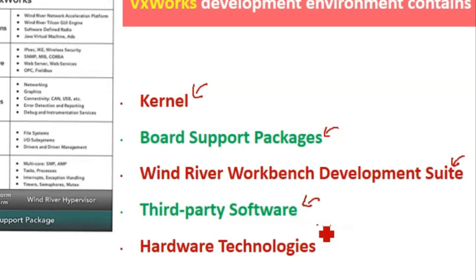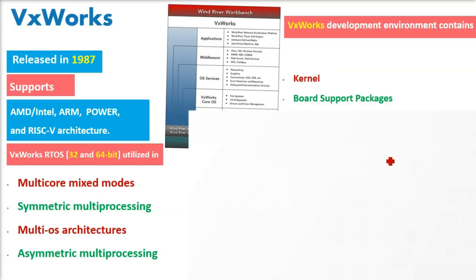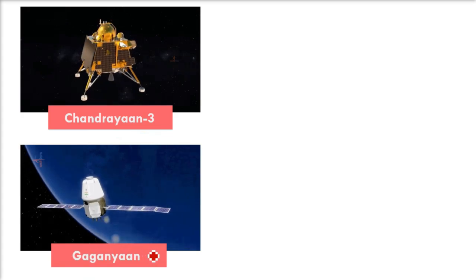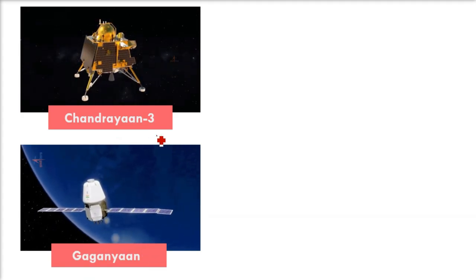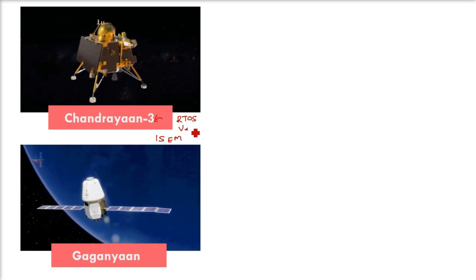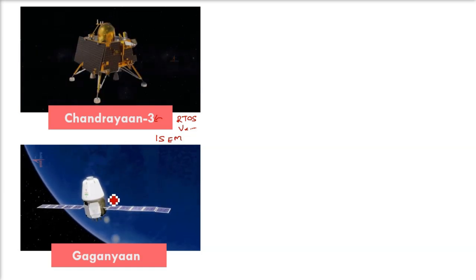VxWorks finds its application in the Chandrayaan and Gaganyaan missions, Indian space exploration missions like Chandrayaan 3, which rely on real-time operating systems like VxWorks to ensure spacecraft components work seamlessly together.